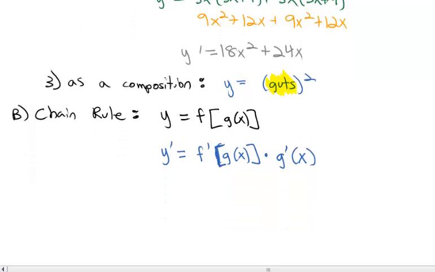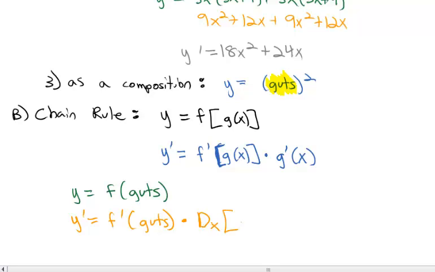Maybe I can make it a little more simple. Let's say instead y is equal to a function that has guts in it. Then for y prime, the derivative, we take the derivative of the outside, treating the guts just like a variable, and then we multiply by the derivative of the guts.